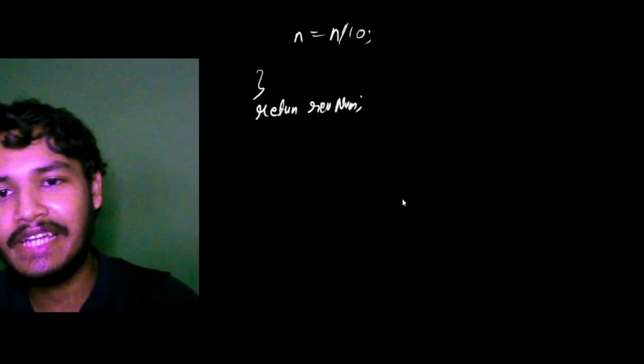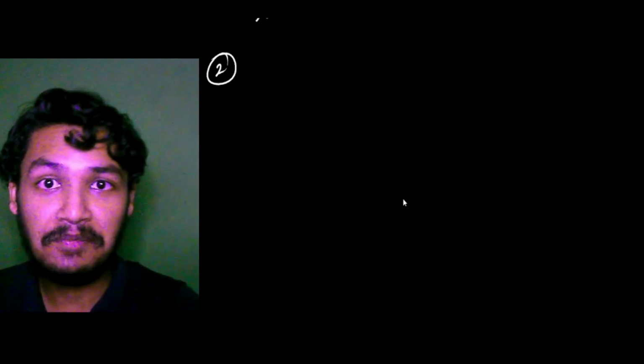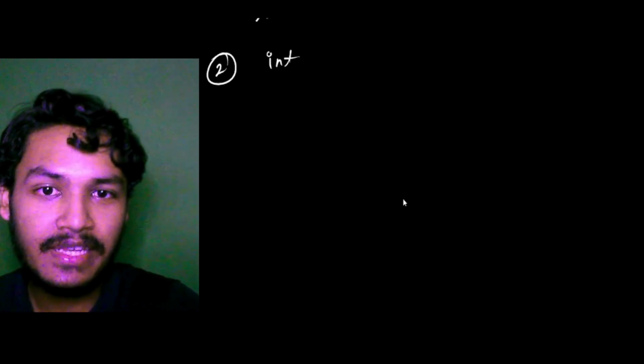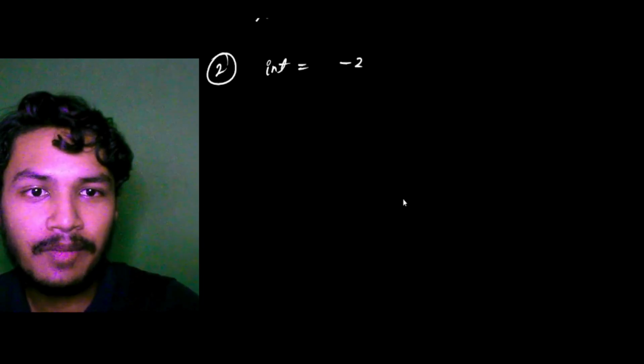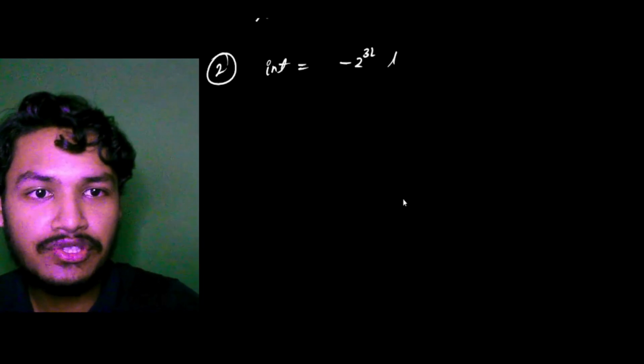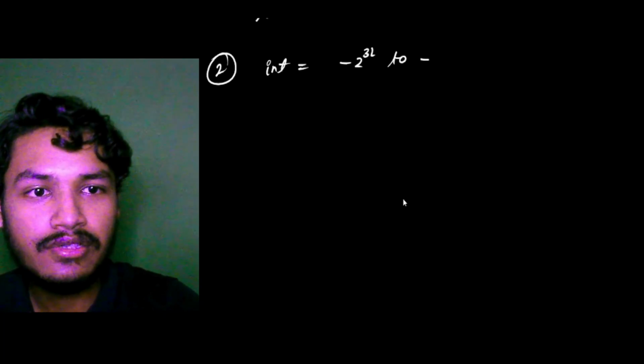All right, so now let me introduce you to the second edge case. What if our number is exceeding the range? For example, for an int type variable in C++, we are using C++. So in C++, the range of the integer is from -2 to the power 31 to 2 to the power 31 minus 1.